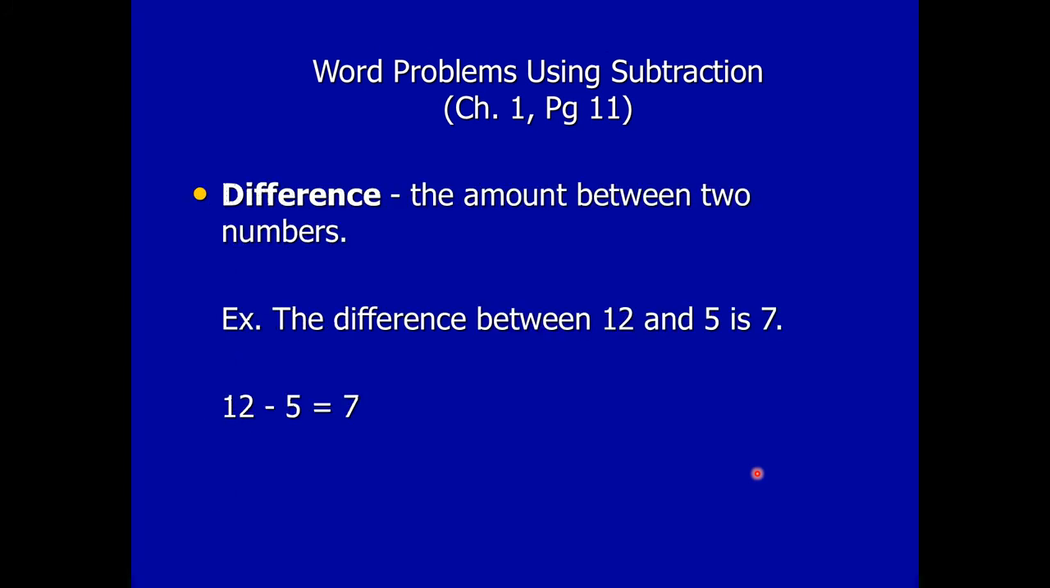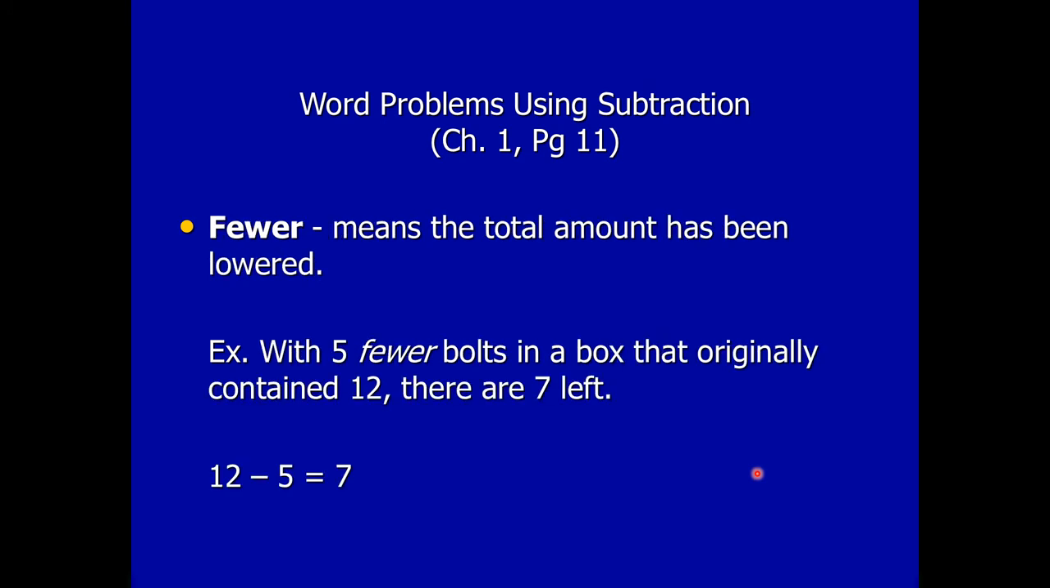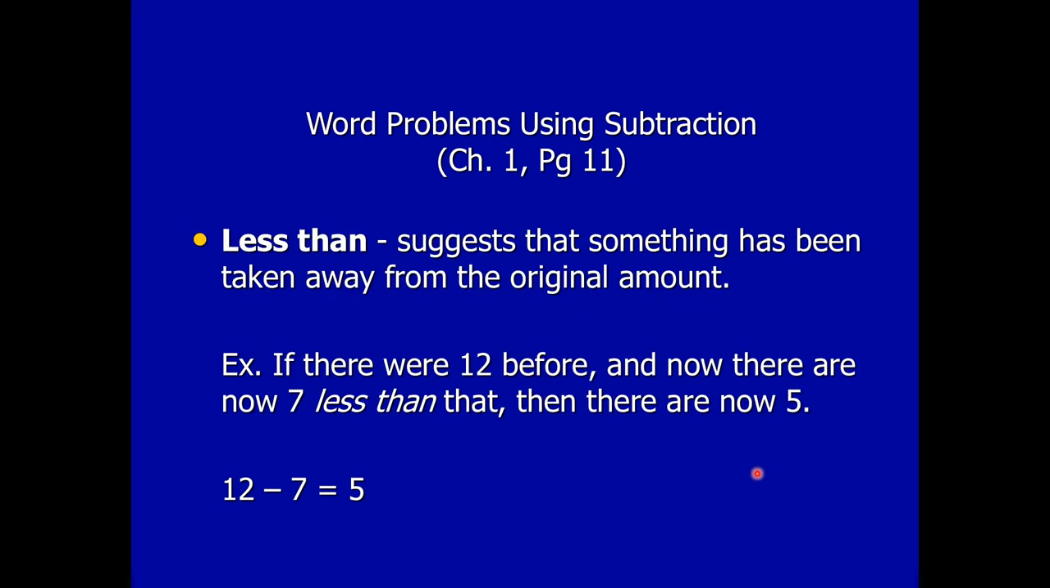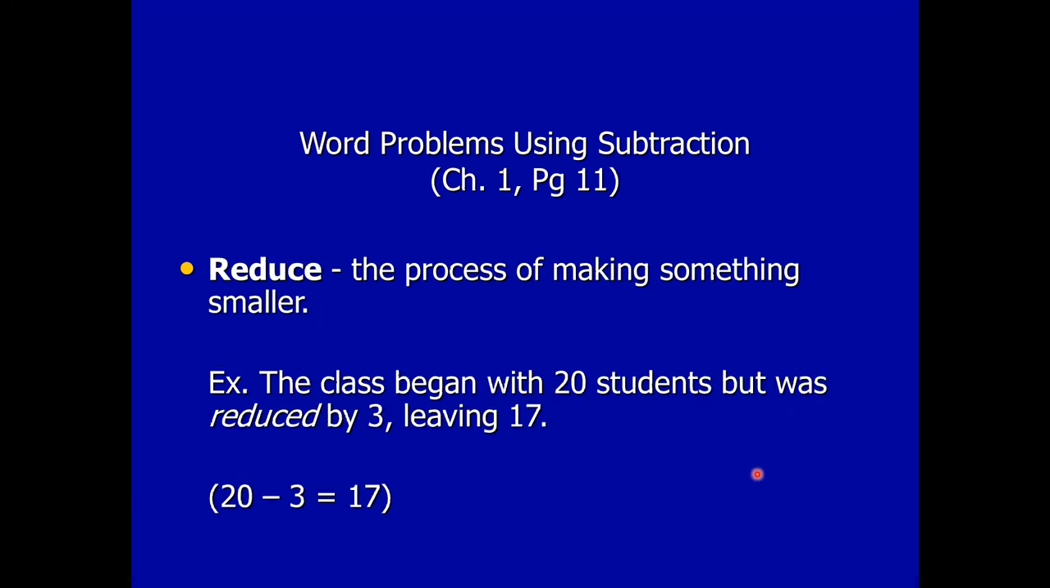Now the difference means the gap between 2 numbers, the amount between 2 numbers. For example, the difference between 12 and 5 is 7. Fewer, another example. With 5 fewer boards, a box that originally contained 12, that means 12 minus 5, which is 7. Another example, if you have 12 and now you have 7 less, that's a subtraction problem. 12 minus 7, you get 5.